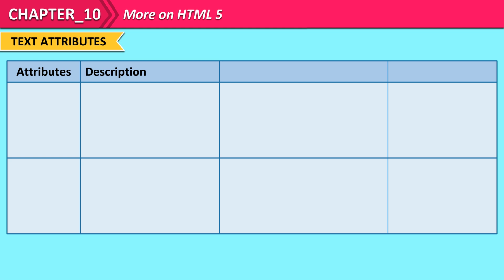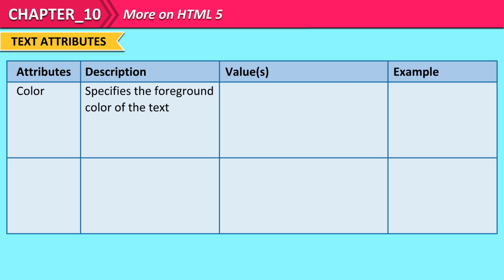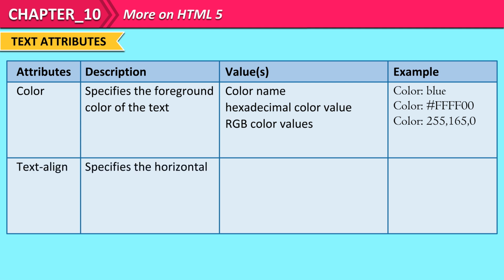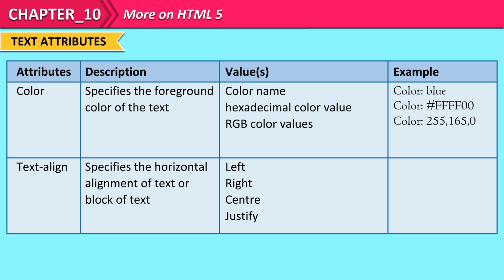Attribute, description, values, examples. Color specifies the foreground color of the text. Color name, hexadecimal color value, RGB color values. Color blue. Color #FFFF00. Color 255,165,0. Text align specifies the horizontal alignment of text or block of text. Left, right, center, justify. Text align, right.